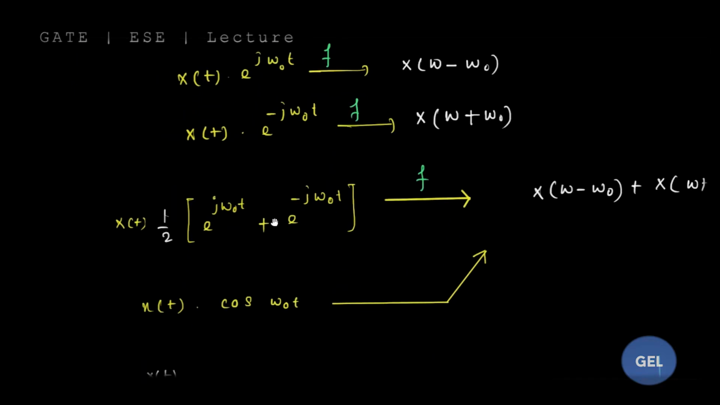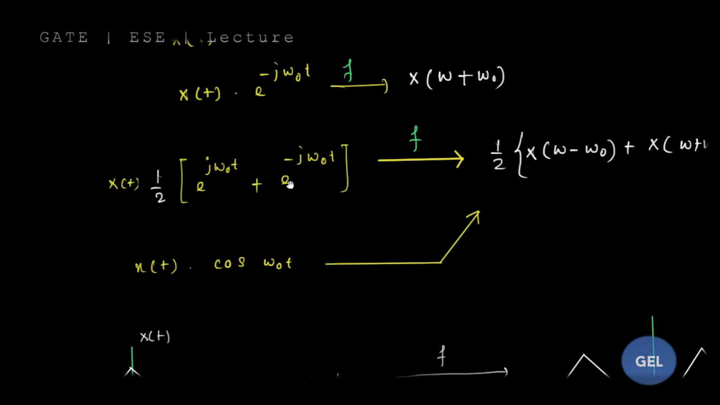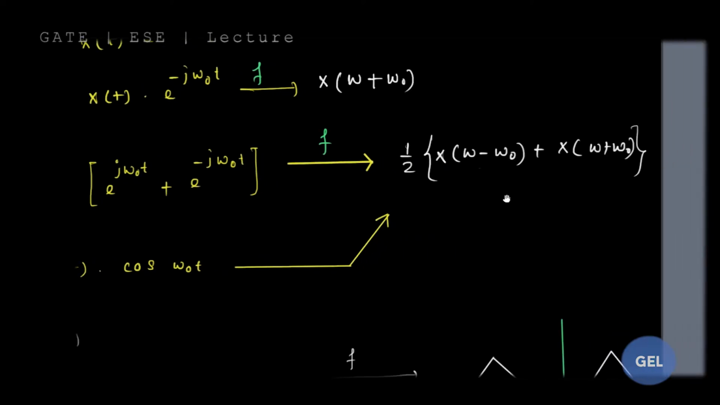Now look here carefully. If you multiply by 1 by 2, this is nothing but divided by 2 only. So we get 1 by 2 times X of omega minus omega naught plus X of omega plus omega naught. Now this expression is nothing but cos omega naught t. So x of t into cos omega naught t will give you this kind of expression.